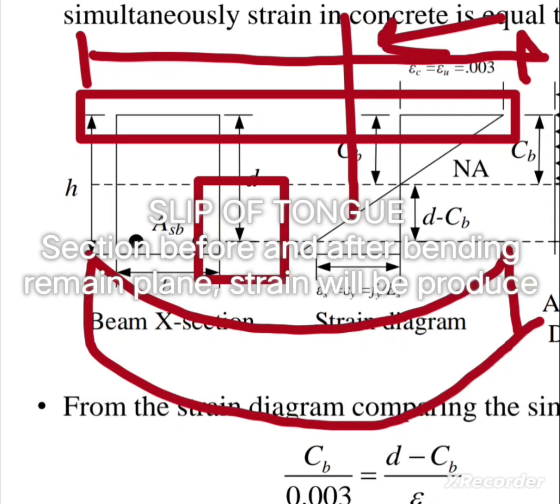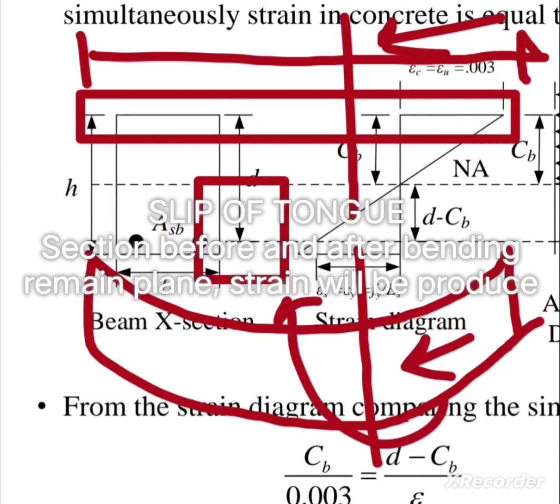So if I take a section of deflected beam, then this section, if I look at this section from this side, also looks in this manner. This is the fundamental assumption of ACI, which says that the strain before and after bending remains the same. So there will be no strain.